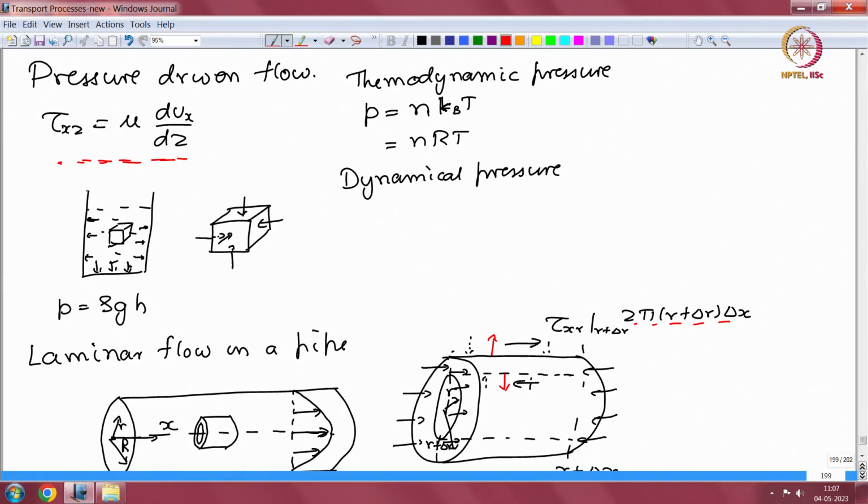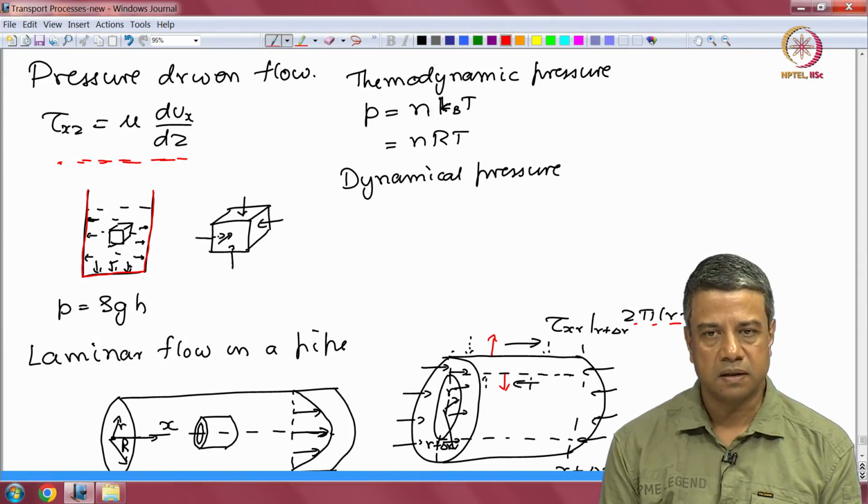The shear stress is equal to the viscosity times the velocity gradient, Newton's law of viscosity. However, there is also an additional mechanism which is a pressure difference. So, a pressure difference across the ends of a pipe, for example, will result in a flow. However, pressure is defined even in the absence of flow. Even if you have a static column of fluid as shown here, there is a pressure acting due to that fluid on the base and on the sides.